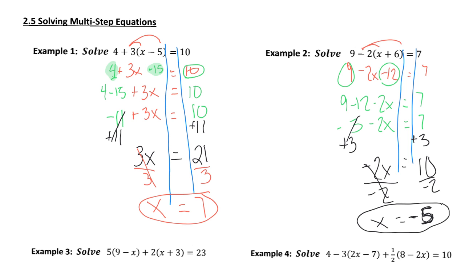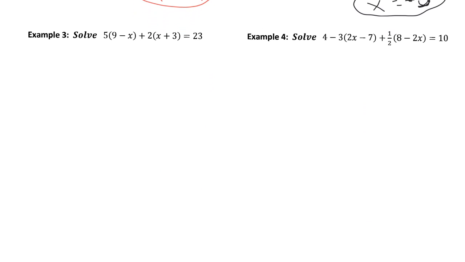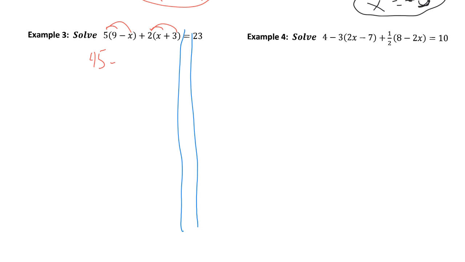All right. So, looking at example 3. There's something a little different. There's just 2 distributive properties. So now we just distribute them both at the same time. So I'm going to draw my river. I would draw my river a little long because this is going to be a lot of details that we're doing. Okay, a lot of steps. So the first thing is we distribute both of those values. So I get 45 minus 5x plus 2x plus 6 equals 23.